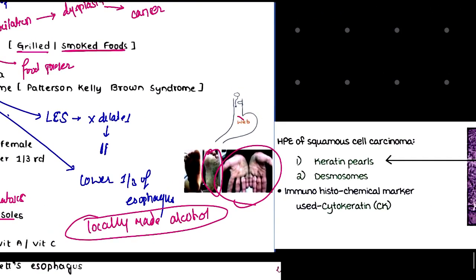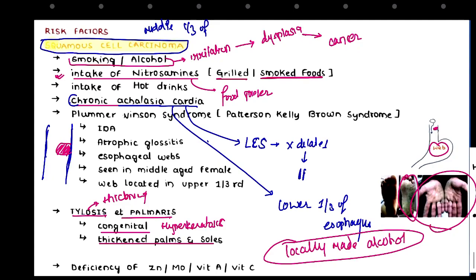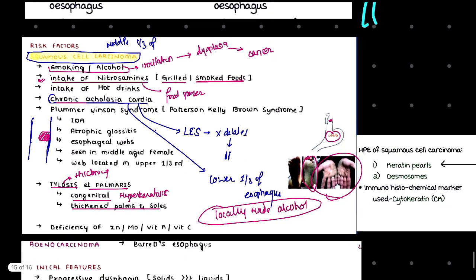here you can see, it is talking about a web that is present in the upper one-third region. Food is not able to pass properly, and this esophageal web is a feature of what? Plummer-Vinson syndrome, right? Okay, now this is about squamous cell carcinoma.